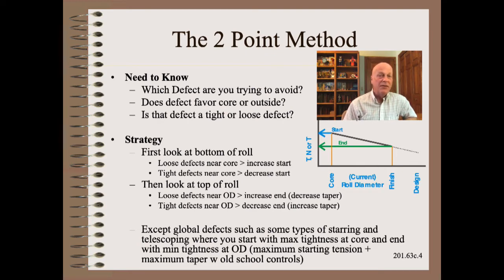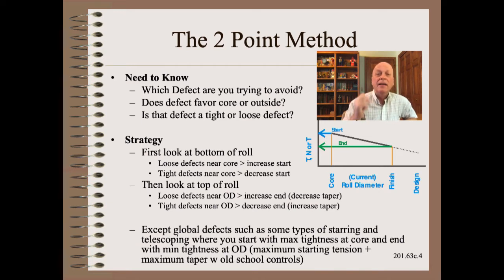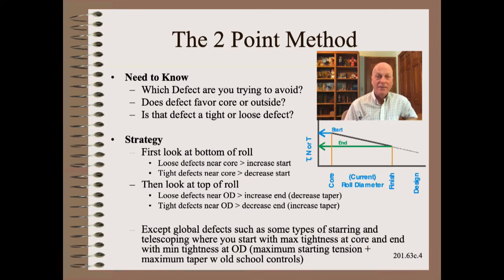However, to know defects well is something that you have to go to school on. That is because many defects are complicated and counterintuitive. For example, there are 3 types of core crush. 2 are tight defects, and 1 is a loose defect. Worse yet, there are at least 5 different defects that go by the name of telescope, and only one of those is responsive to taper.